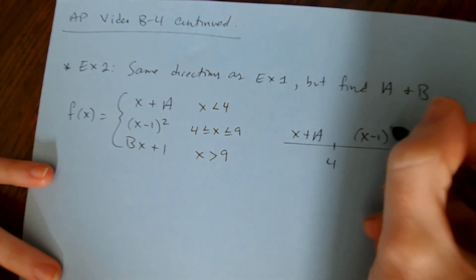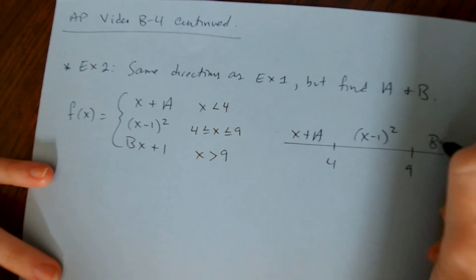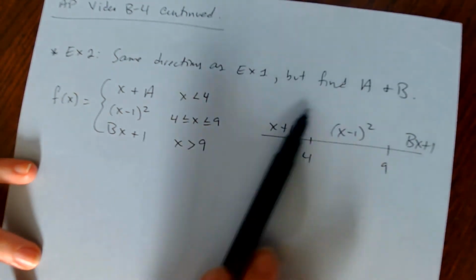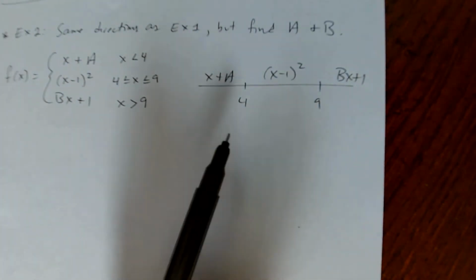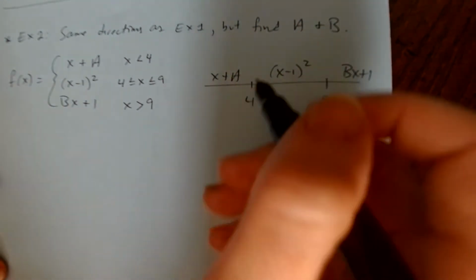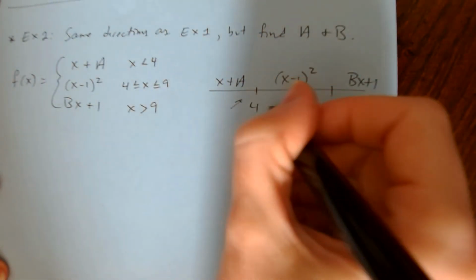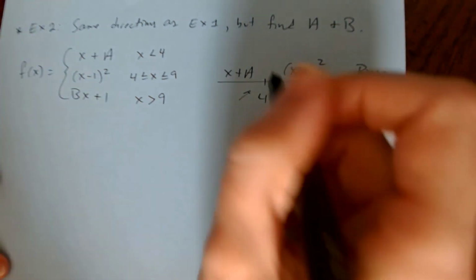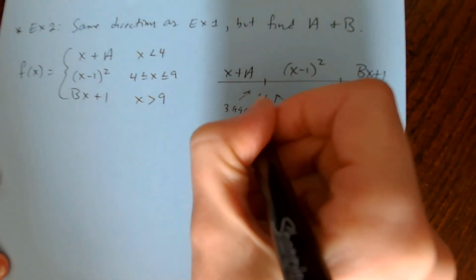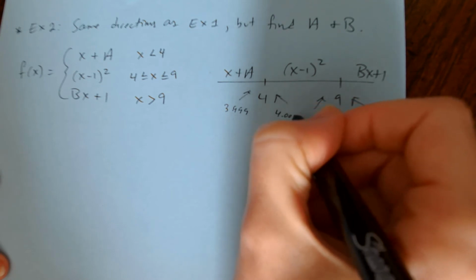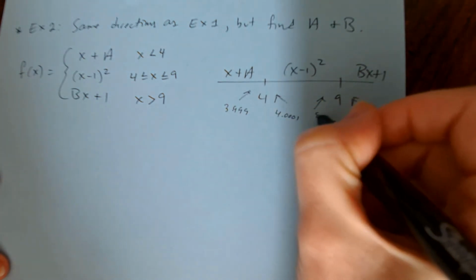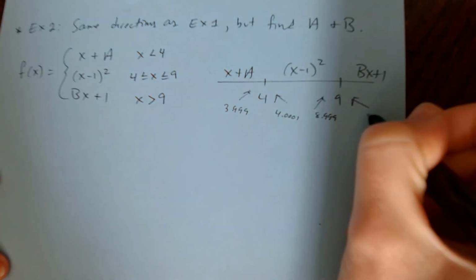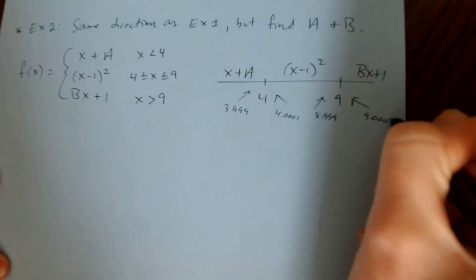Here it's x minus 1 squared. Here it's bx plus 1. You don't have to do this part, guys. This is just for me explaining. I wanted to put something there. And maybe I'll go like this too, because we have to approach these endpoints from the left and right with limits. So 3.999, 4.0001, 8.999, 9.0001.